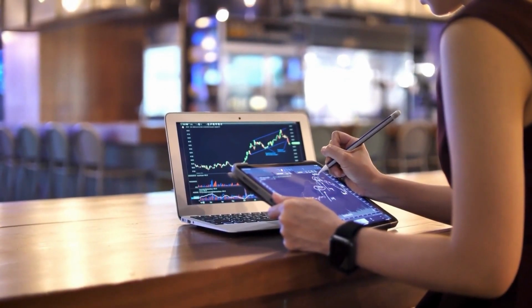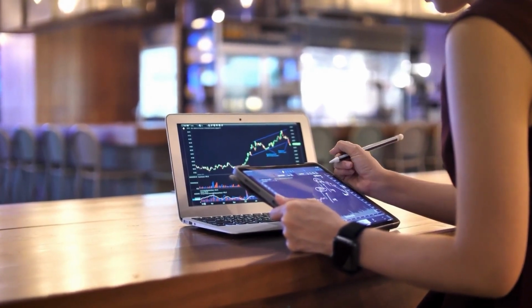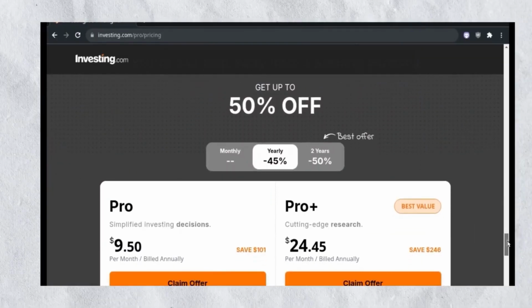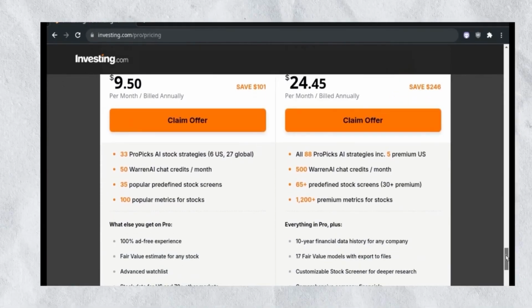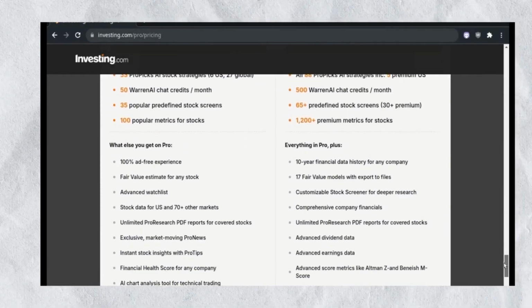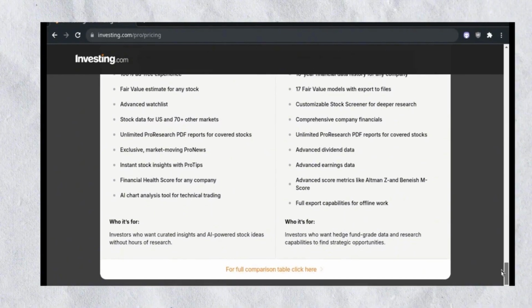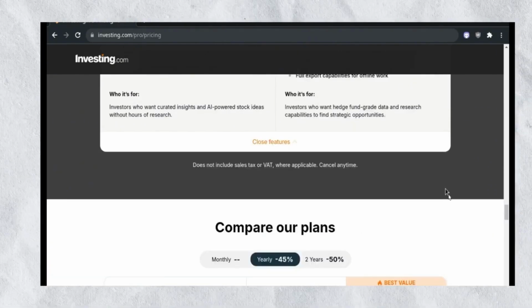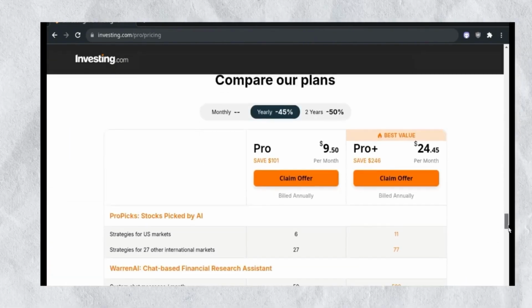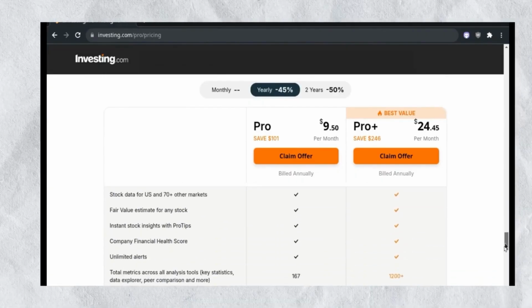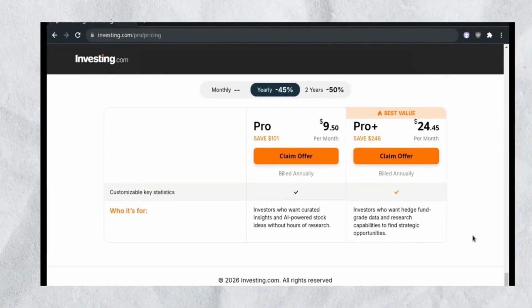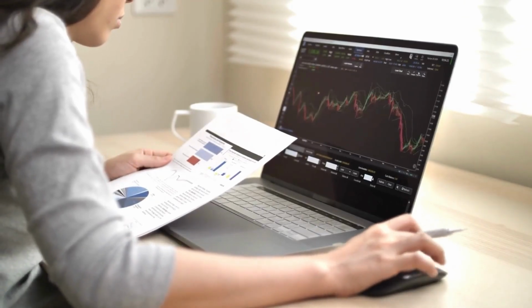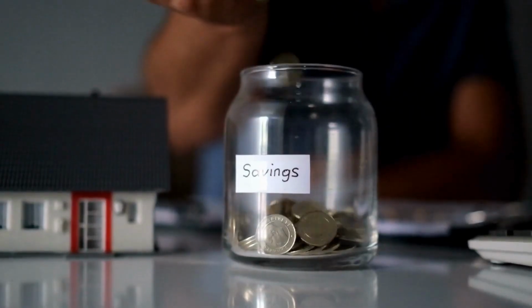And here comes something important that I want you to be clear about from the start. InvestingPRO has two paid plans, the Pro plan and the Pro Plus plan. The Pro plan has all the essentials for analyzing stocks, finding opportunities, and using artificial intelligence. The Pro Plus plan is a more advanced version, with more metrics, more financial history, more filters, and more data export capabilities.